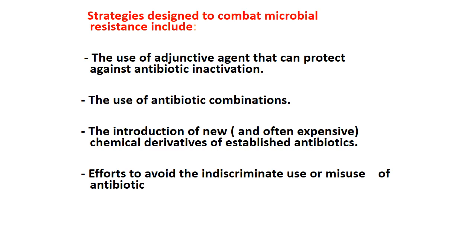Strategies designed to combat microbial resistance include what the researchers and the doctors do to fight this microbial resistance and make antibiotics act to inhibit or to kill bacteria. The first strategy is the use of adjunctive agents that can protect against antibiotic inactivation. We mentioned sulbactam and other substances that can protect the antibiotic against the enzymes of the bacteria. The second is the use of antibiotic combinations. For example, the protocols of treatment of tuberculosis include two to four antibiotics at the same time to prevent the bacteria from developing resistance.